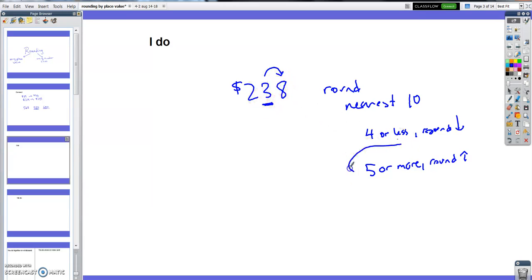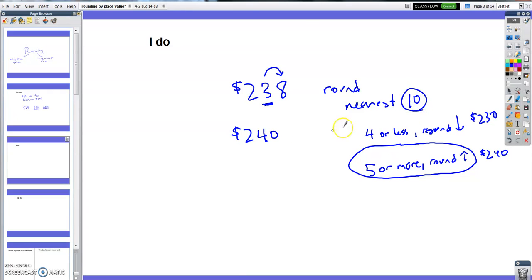So here I'm in this situation where it's 5 or more. So I'm going to round that up. My choices here are to round it down to 230 or round it up to 240, because 238 is between 230 and 240. So since I have 5 or more in the ones place, I'm going to round that number up to 240. And if I'm rounding to the nearest 10, everything after my tens place should be zeros, which it is. So I have about $240 is how you would say that.